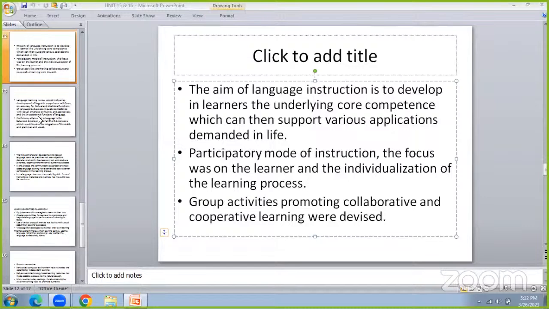Not all of any language can be taught in the classroom. The aim of the language instruction is to develop in the learner the underlying core competence, which can then support various applications demanded in life. This will be like a tool which they can use for different purposes in their life. The language, the structure, whatever curriculum we introduce in the schools, would be a means of understanding how the language is exploited in real life situations. That is one first thing.